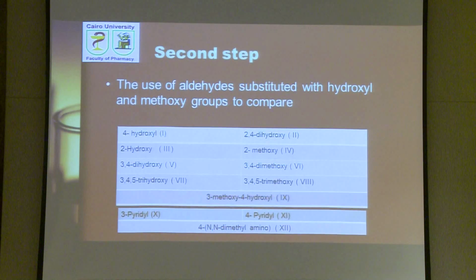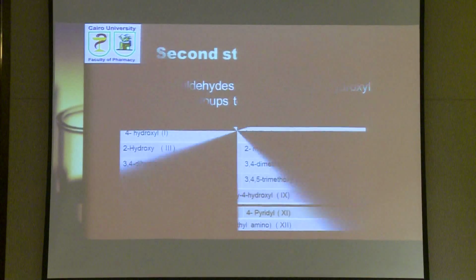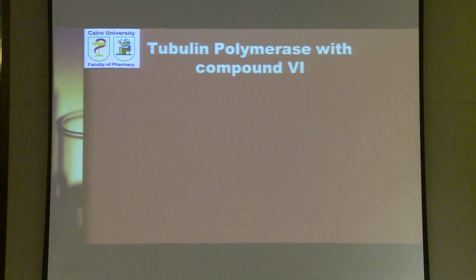After using many hydroxy and methoxy groups, we turned to the amino group, where nitrogen could replace the oxygen group. The 3- and 4-pyridyl aldehydes and the 4-dimethylamino aldehyde were used. Several Schiff's bases were synthesized, and then their anti-cancer impact was investigated.